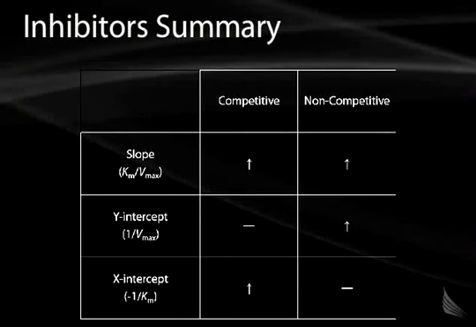So here's a summary of how inhibitors work, and this is a really important thing for you to understand if you're going to understand inhibition of enzymes. So for a competitive inhibitor, you're going to increase the slope of the Lineweaver-Burke plot. The y-intercept will not change, and the x-intercept will actually increase. Remember, because you're increasing the Km. With a non-competitive inhibitor, you're decreasing the Vmax. Consequently, the slope will increase, the y-intercept will increase, but the x-intercept will stay the same.